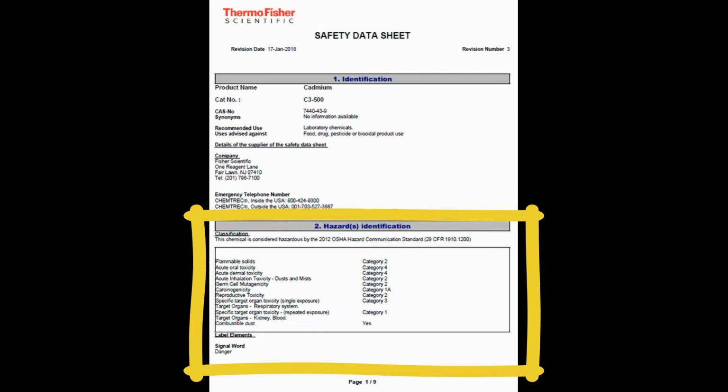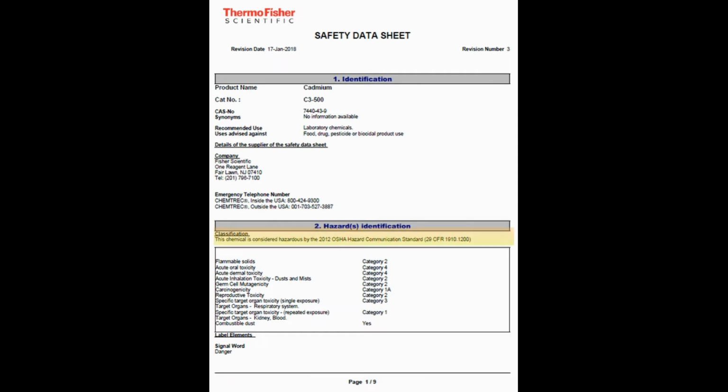Next, hazard identification. Look here, right here it says this chemical is considered hazardous. 2012 OSHA Hazcom standard 29 CFR 1910-1200. So this is definitely a hazardous chemical. These are all the category ratings for each one of these specific areas.